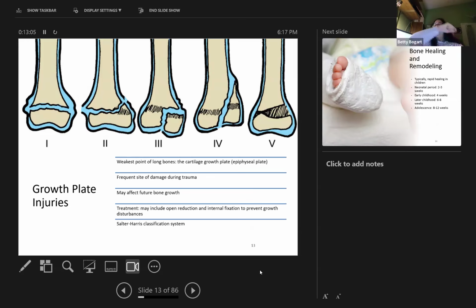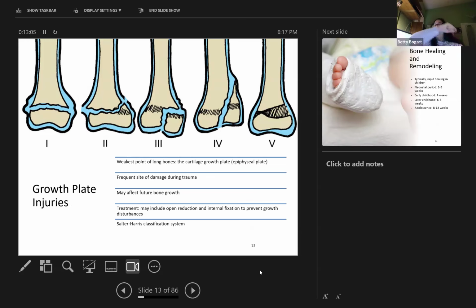So Buck's traction, there's a nice picture. And right below it is one similar. It just has an extra piece there, Russell's traction. And both of them are used for fractured femurs. You've seen those for fractured hips in adults, I'm sure, but that's what we use for fractured femurs. The one on the bottom right is something called Bryant's traction. This is used for hip dysplasia.